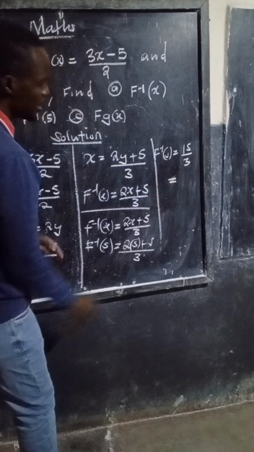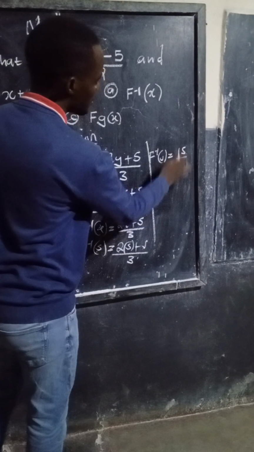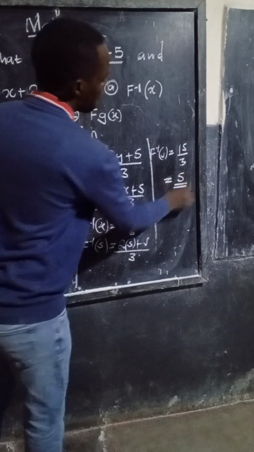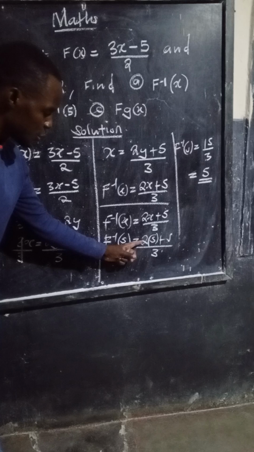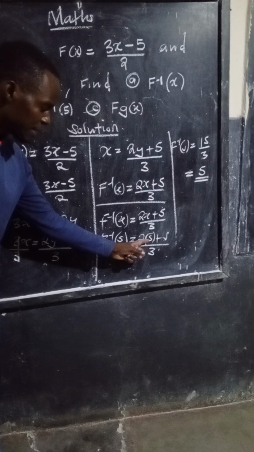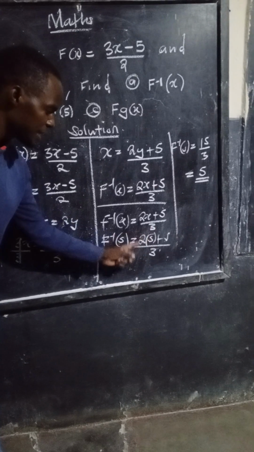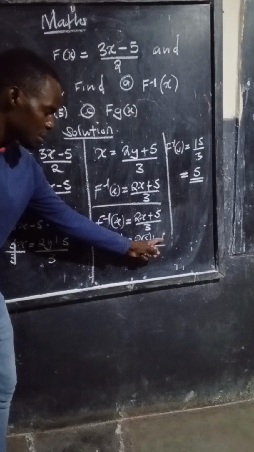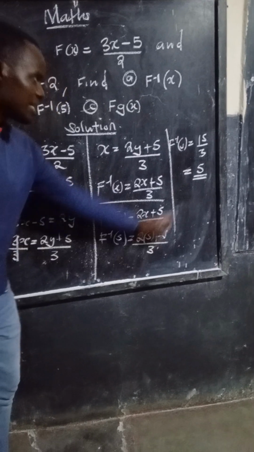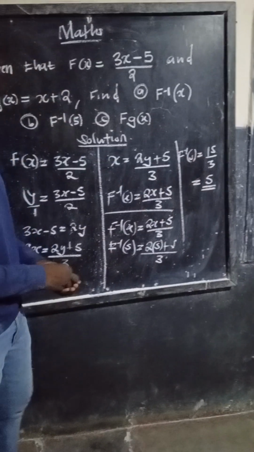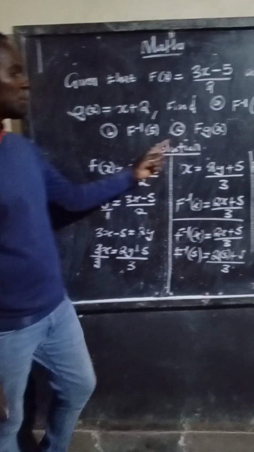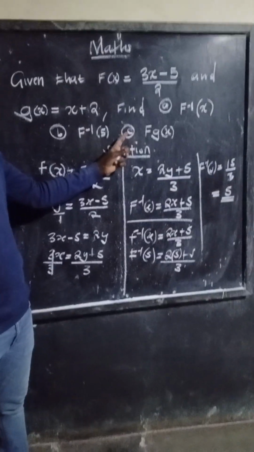Then, with the final answer, 3 into 15, it will be 5. Don't forget I said 2 times 5, it's 10. So after finding 10, you add to this one, which is 15, then you divide, you can see there, which is 5. Then we go to the last question, which is C.